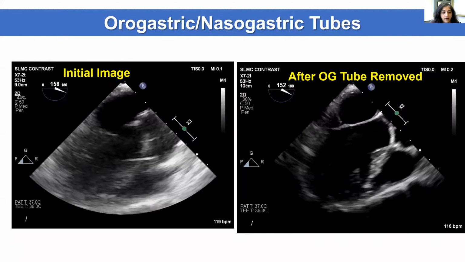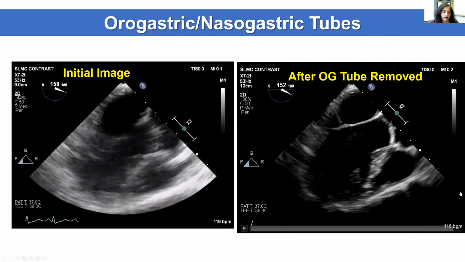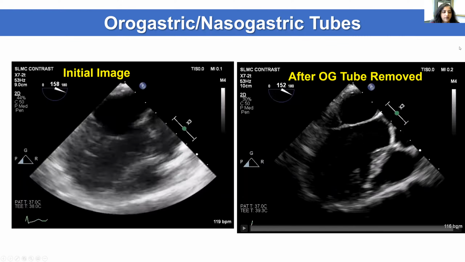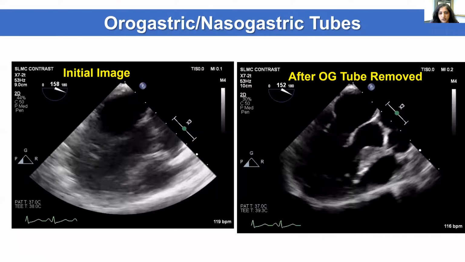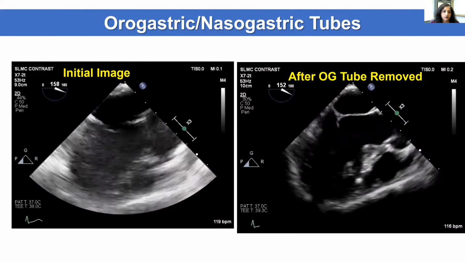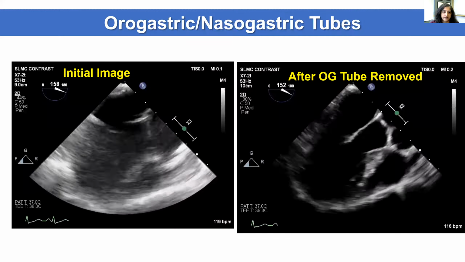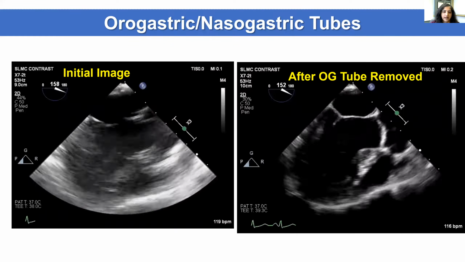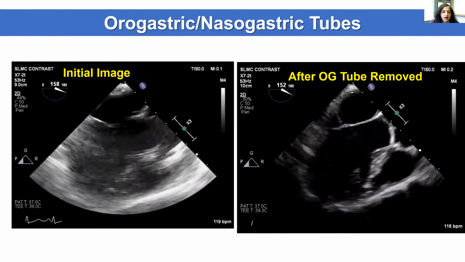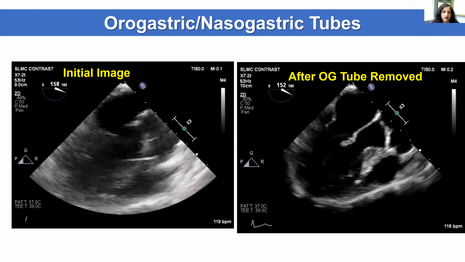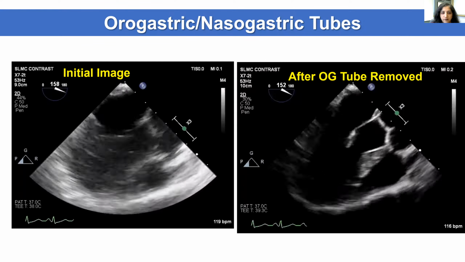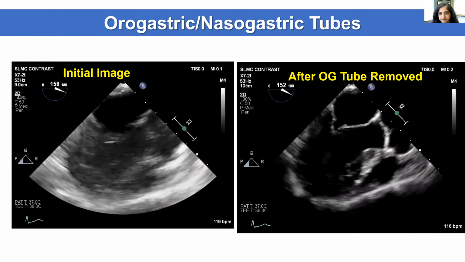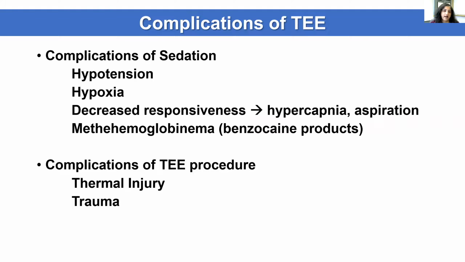And then just a word about nasogastric tubes. This is a patient I did recently. I put down the TE transducer, and this is the image I got. After removing the OG tube, this is the image I got. OG tubes, nasogastric tubes, can definitely interfere with contact and can lead to their own type of artifacts. So it really depends on a risk-benefit scenario, whether to remove them or keep them in place and remove if needed. I'm going to conclude with the complications of TE.